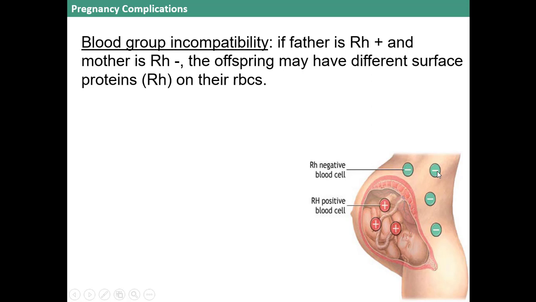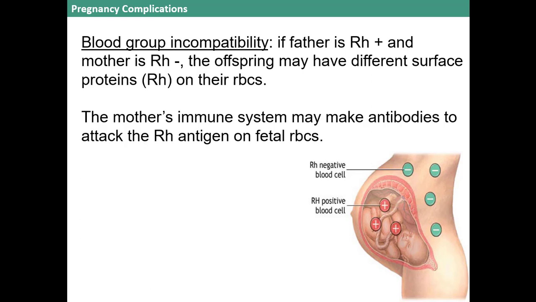The reason this can be problematic is because the surface protein on the red blood cells of the fetus could be different than the surface proteins on the red blood cells of the mother. The mother's immune system can identify that difference in surface proteins called the Rh factor, and the mother's white blood cells can attack the red blood cells of the offspring. So the mother's immune system can make antibodies to attack the Rh antigen on fetal red blood cells.